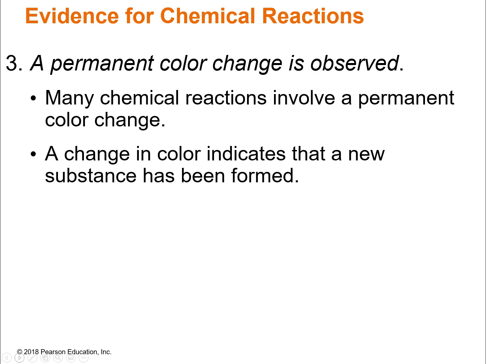The third way is a permanent color change. Oftentimes it has to do with metals and replacement reactions, which we're going to talk about. If you see a color change and it stays that way, then you formed something new.